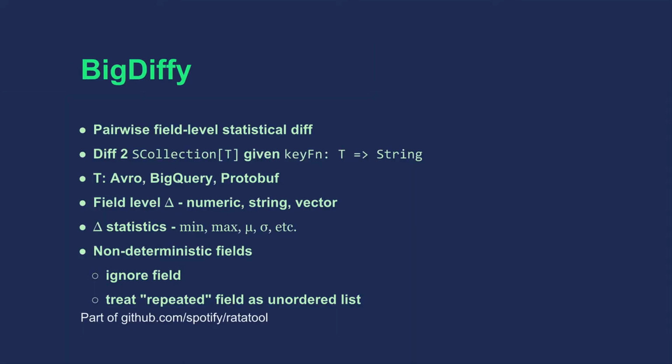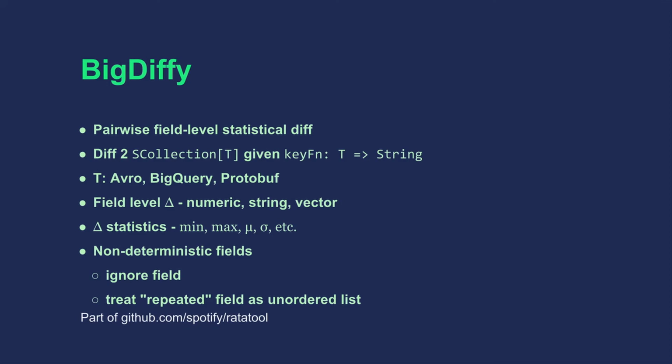Another little utility that we built to make people's life easier, it's called BigTV. You all know what diff does, diff on text files or any kind of files, but we want to diff datasets. So this is what I call pairwise field level statistical diff. So you take 2 datasets, give it a key function. Now you can have pairs of records from left-hand side and right-hand side. The records can be Avro, BigQuery, Protobuf, whatever.